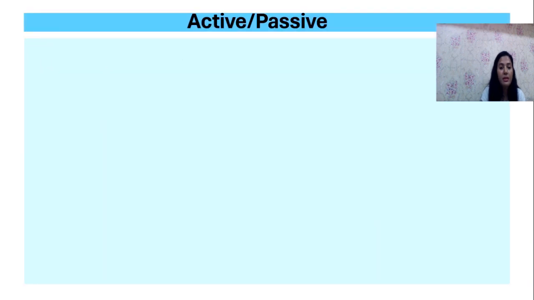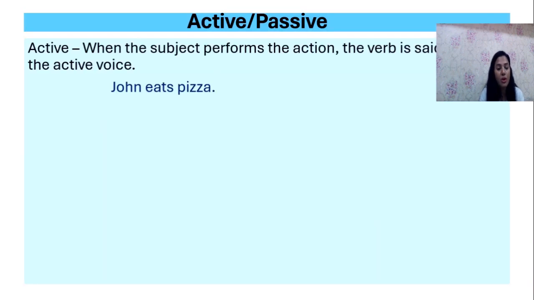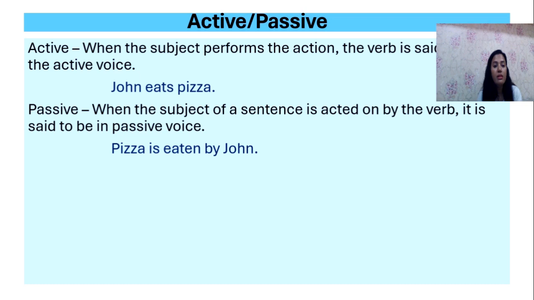Let's understand in detail what is active and what is passive voice. Here on the screen you can see two sentences. John eats pizza and pizza is eaten by John. On the basis of meaning, there is no difference between these two sentences, because who is eating pizza here? John is eating pizza. Who is eating pizza in the next sentence? Of course, John is eating pizza. But on the basis of the structure, both are different, right?